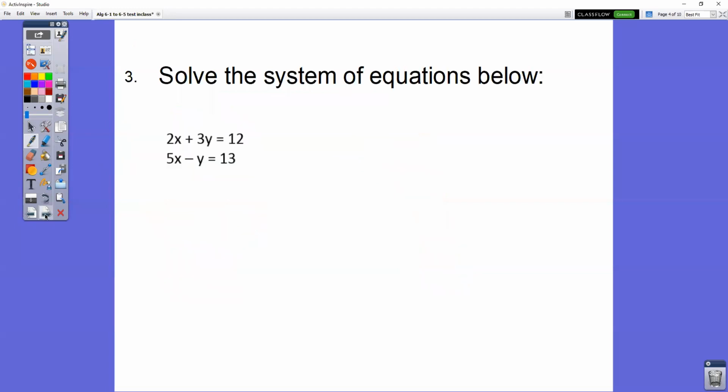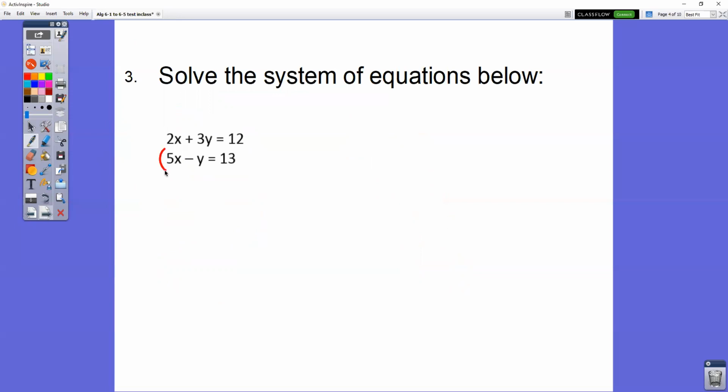Take a look at question number 3. Now in number 3, we're solving the system again. Notice that 2 does not go into 5 evenly. We don't have opposites there. We don't have opposites with the y's, but I could easily create my own opposites by multiplying.